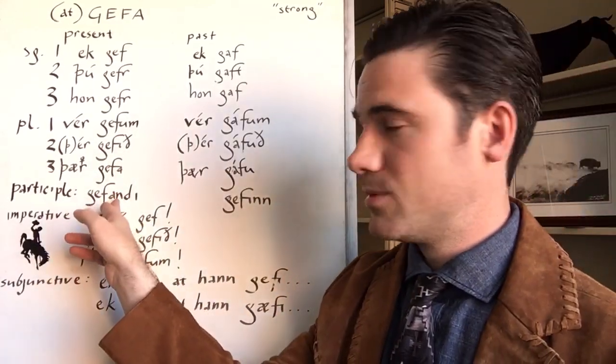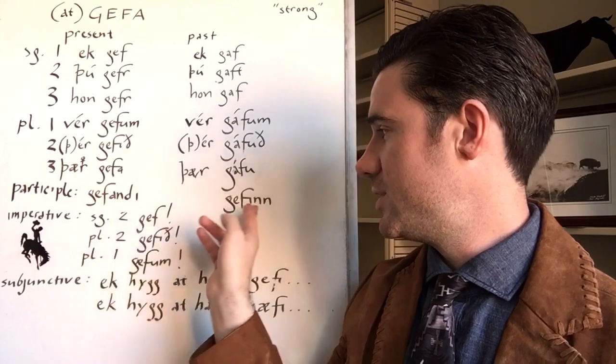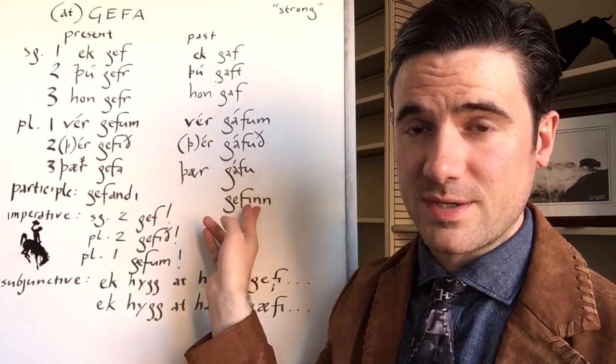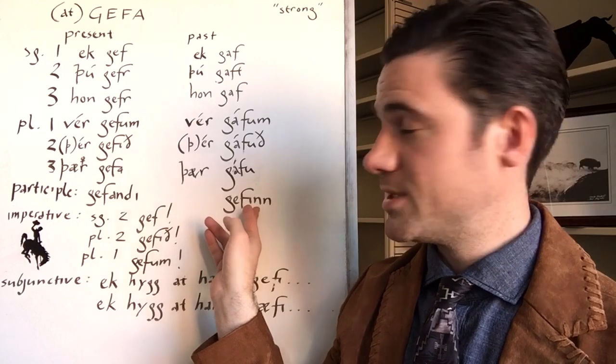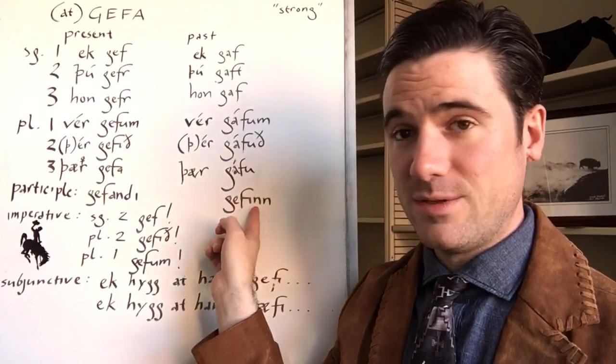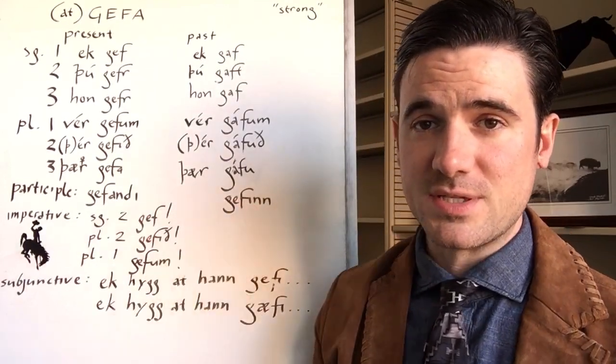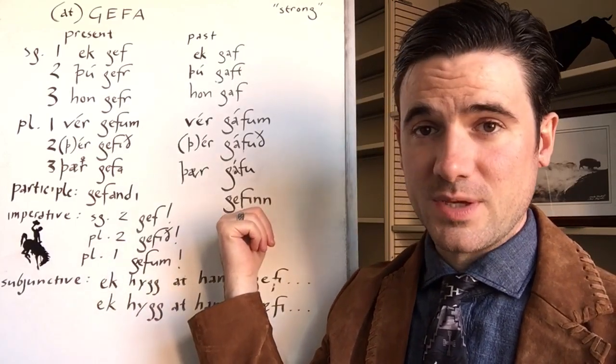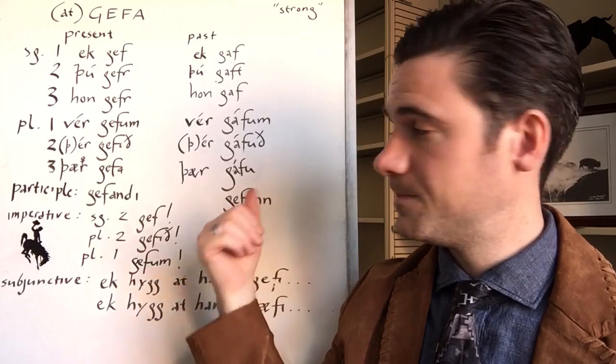Present participle, same as normal. Andi plus the root, gevandi. The past participle, however, of strong verbs is not formed with an ev like it is in the weak verbs. It is formed with a suffix in, which of course is related to the suffix that is in most strong verb past participles in English. Given is cognate with English given.